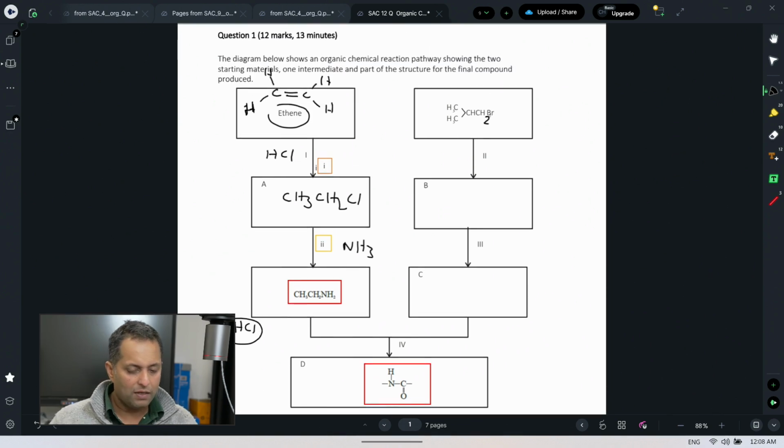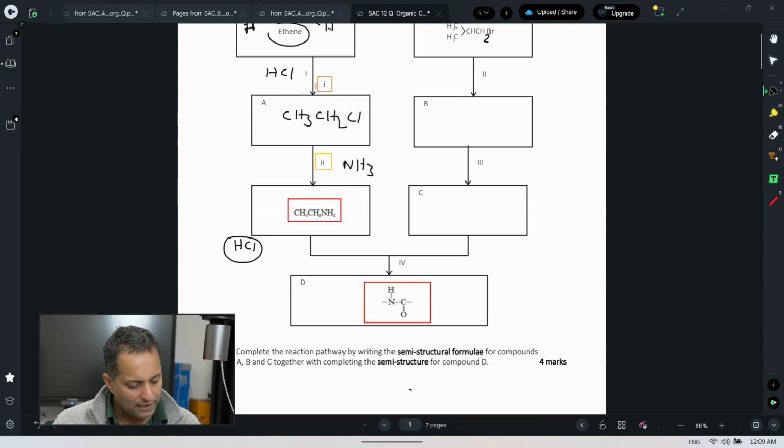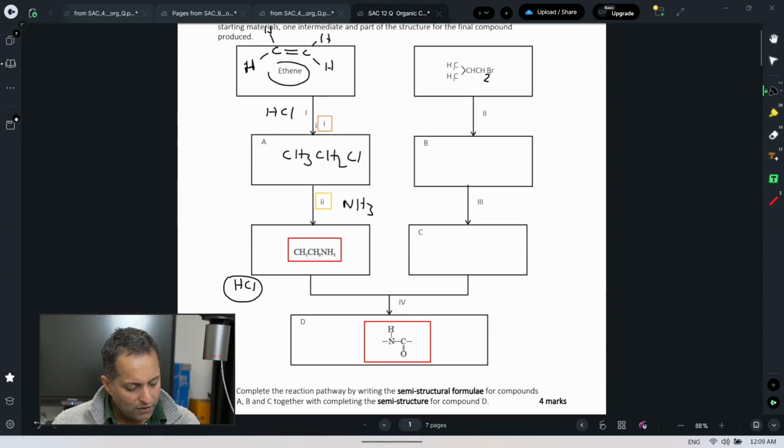So always remember, if you want to make an amine, you need to have chloroalkane and ammonia. Ammonia is always part of the process of making amine. I mean, if you want to add an NH2 group, you know what I mean? So chlorine and ammonia will do a substitution reaction, okay? Now, that's done. So we got the amine.